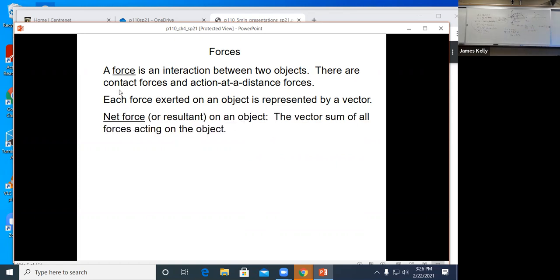What's going to be particularly important for us is called the net force. Sometimes it's referred to as the resultant force on the object. And this just means you add up all the forces that are acting on the object. I call it the net force. Sometimes I should also note that in Giancoli, he uses the Greek sigma summation symbol.